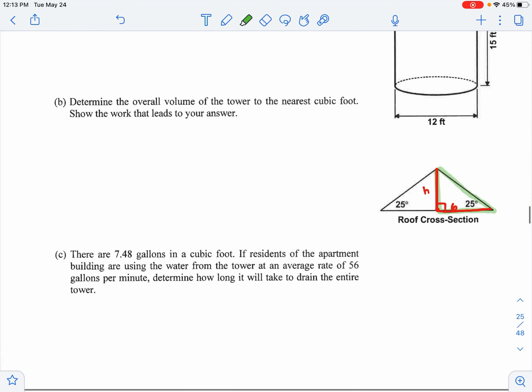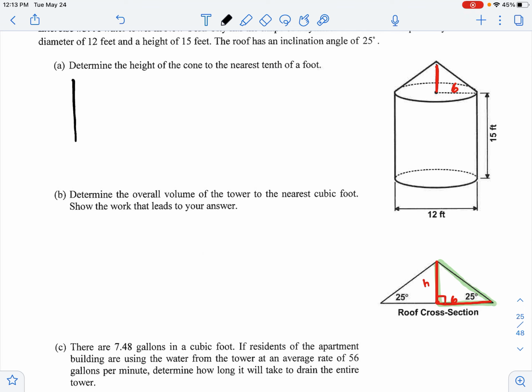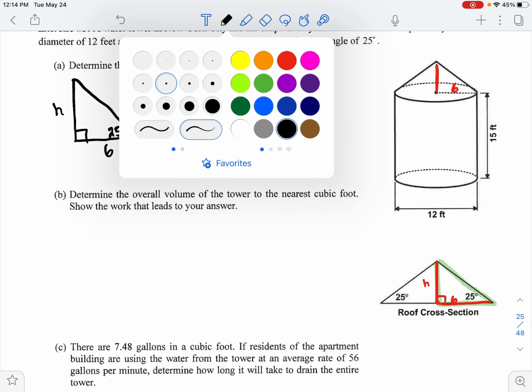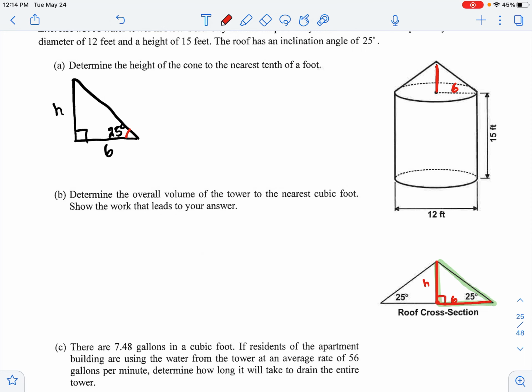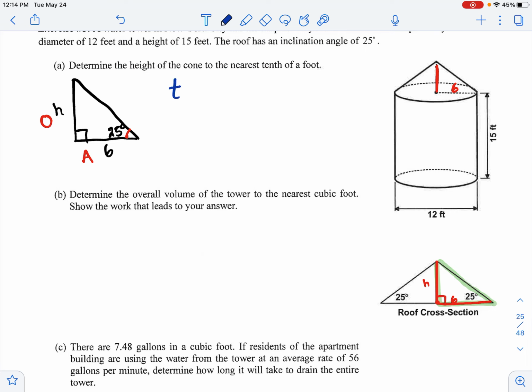So let me redraw the right triangle here. Okay, we have this is 6. We have this is 25. And we want to find this height h. Okay, if we're working from this angle here, we have an opposite and an adjacent, which means we can use tangent. So I could say the tan of 25 degrees equals opposite over adjacent.